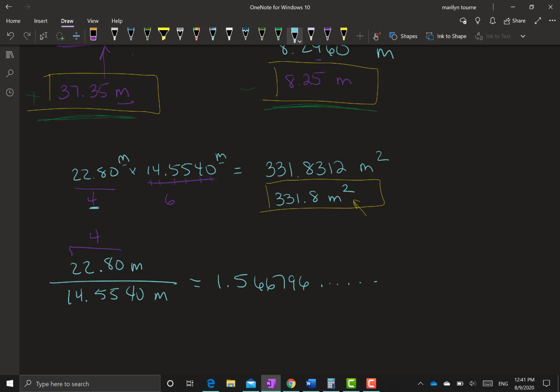So what we report is 1 up to this digit, but we have to take into account rounding rules. So that means it would be 1.567. And what unit do I put? Well, it's meters divided by meters, so it actually has no unit.